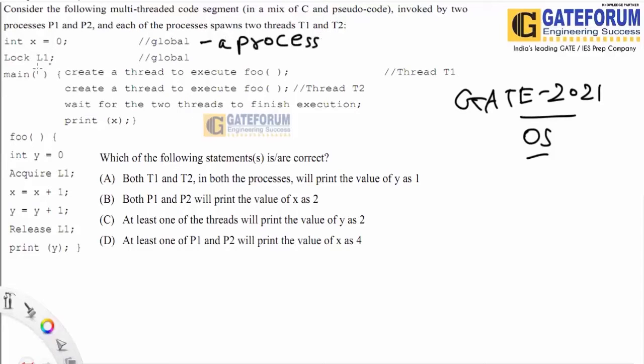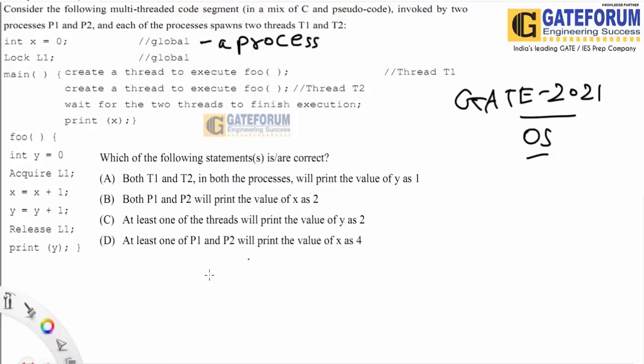Then there is a lock and a main method which starts for every particular process. So we create a thread and execute foo. Again we create a thread and execute foo. So we have two threads, t1 and t2. Then we wait for both threads to complete and then we print the x value.